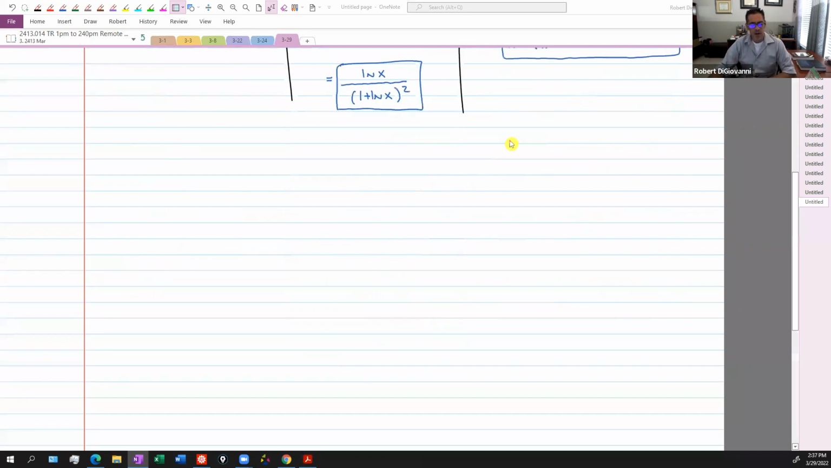So let me give you another problem here. How about if we had y equals 7 raised to the x times 4 raised to the x? What you need to see here is that you've got 7 raised to this yellow power. And so I need to take the derivative of 7 to a power.